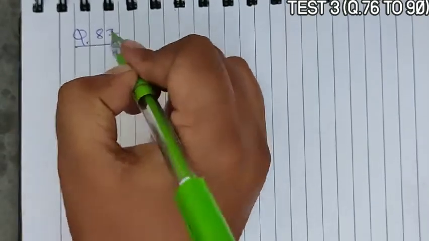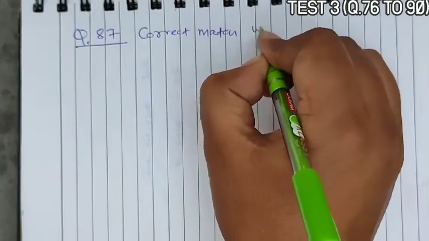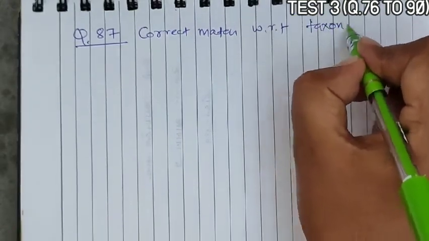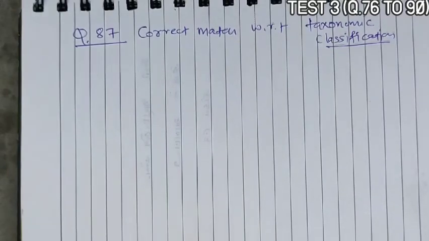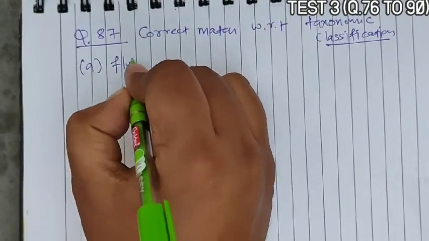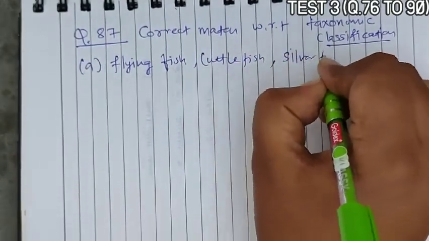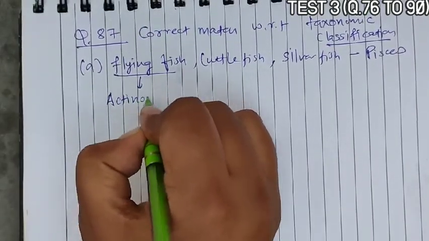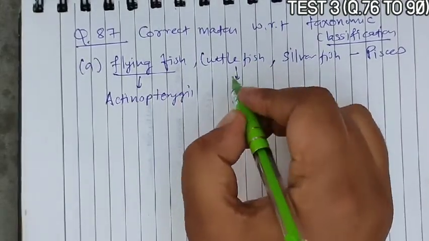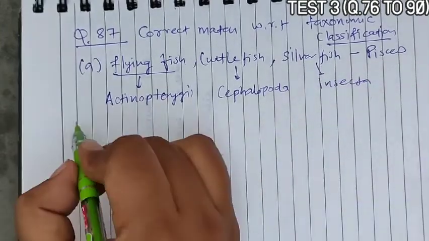Next is question 87. It asks which of the following are correctly matched with respect to taxonomic classification. Option A is given: flying fish, cuttlefish, silverfish, and they belong to Pisces. So it is incorrect actually. Flying fish is found in a class that is Actinopterygii, no need to remember, but just for information, cuttlefish belong to Cephalopoda, that is Mollusca, and silverfish belong to Insecta, that is Arthropoda. They do not belong to Pisces.